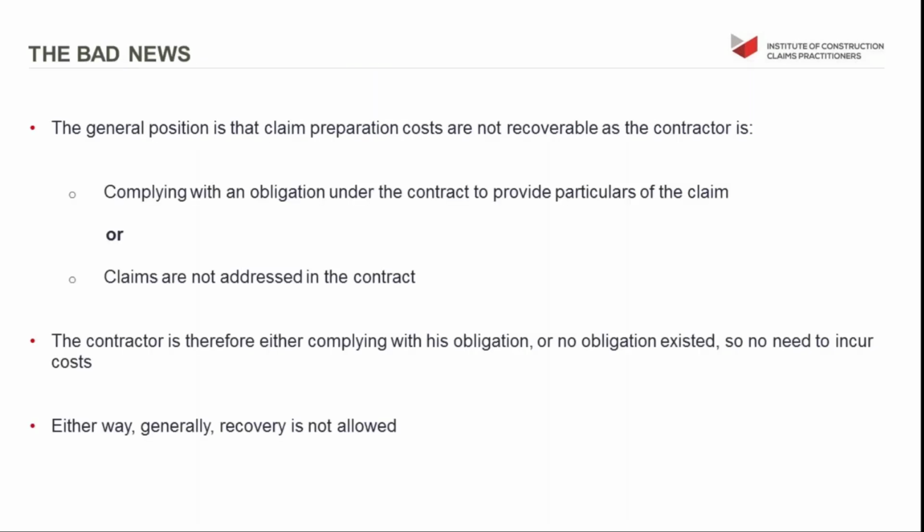So first of all, we'll look at claim preparation costs and why you generally can't get them, why the contract administrator will normally just put a line through them in red pen. And the reason for that is usually there's a contract provision that addresses recovery of claim costs. Usually you'll have some sort of provision within standard forms or bespoke forms that require you, as part of your contractual obligations, to submit a notice and then provide full particulars in substantiation.